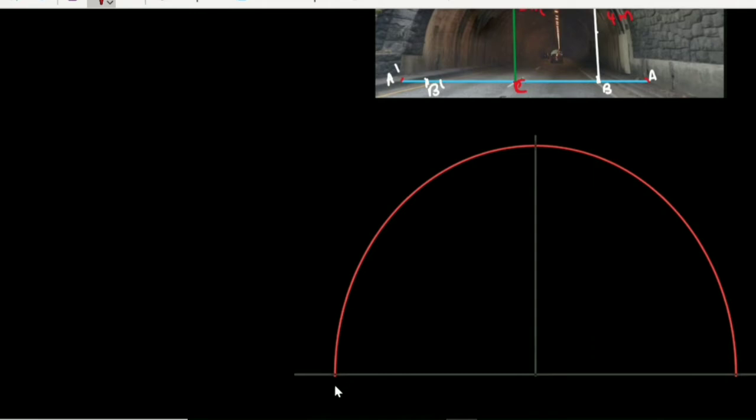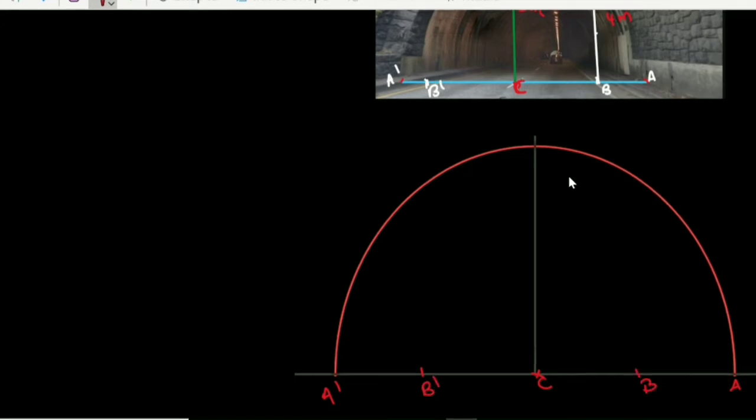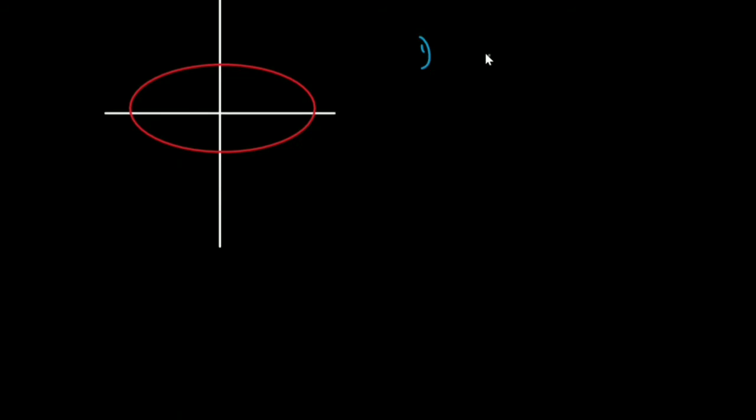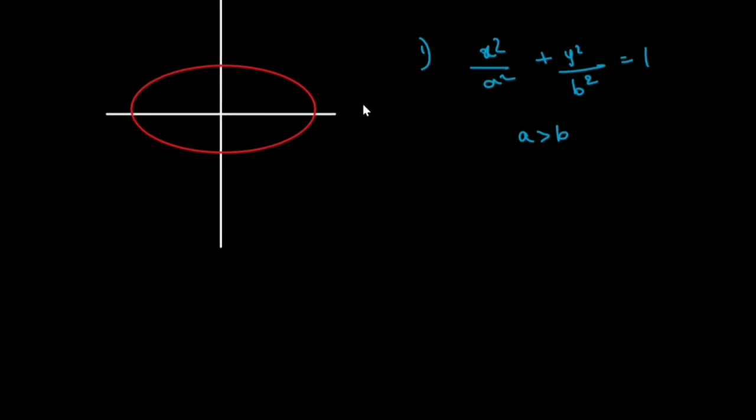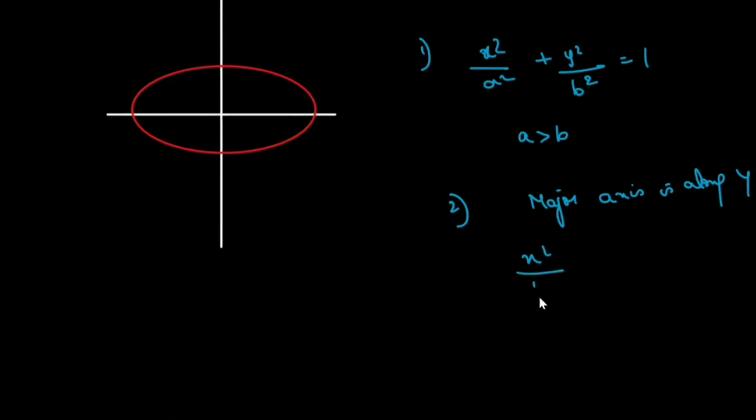So this is a semi-ellipse, and this point we take as the center C, and A dash and A are the two vertices, and we take this as B, and this point as Q. What is CQ given? 5 meters. There are two types of ellipses. The first type is x square by a square plus y square by b square is 1, where a is greater than b and the major axis is along the x axis. The second type has the major axis along the y axis: x square by b square plus y square by a square is 1. Here the denominator of y will be greater, and in the first type the denominator of x will be greater.